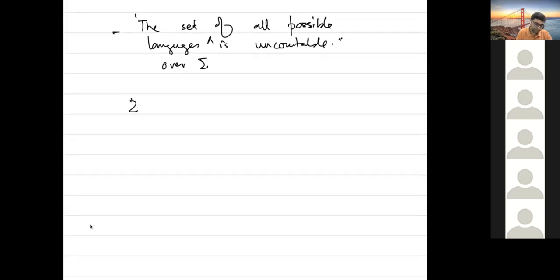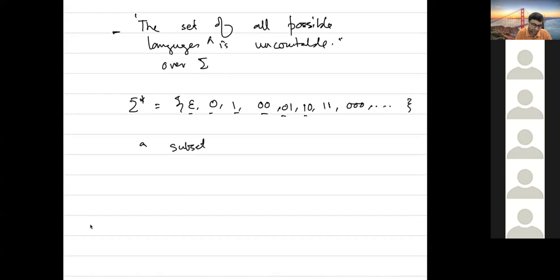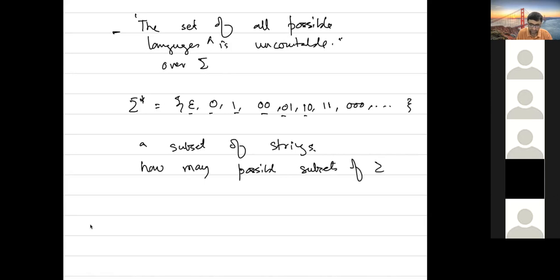So imagine this is sigma star. Sigma star contains epsilon, it contains zero, it contains one, it contains 00, 01, 10, 11, then 000, and so on. So all possible bit strings are there: bit strings of length zero, length one, length two, and so on. Now, what is a language? A language is basically a subset of strings. How many subsets of this sigma star exist? Infinite. Huge number. It's not just infinite. We know that infinite could be countable. It's not just infinite, but it is basically 2 power.